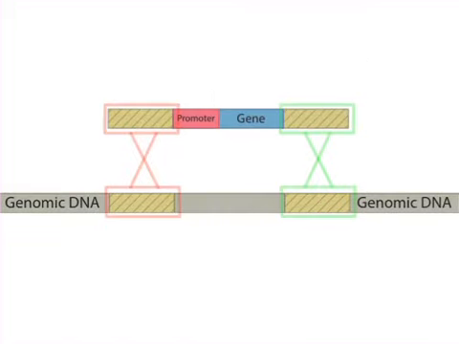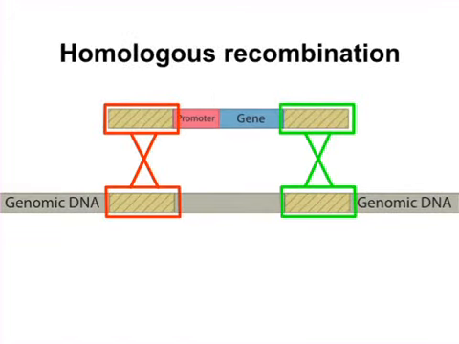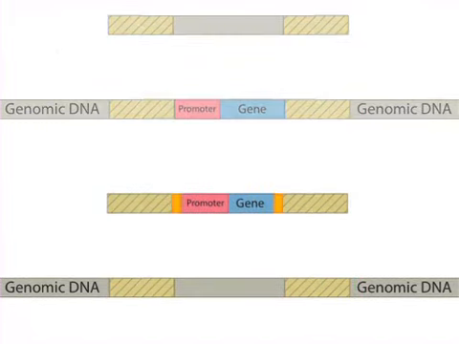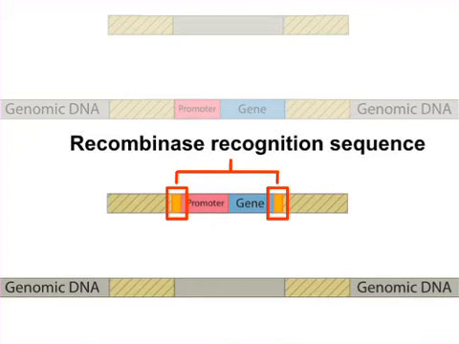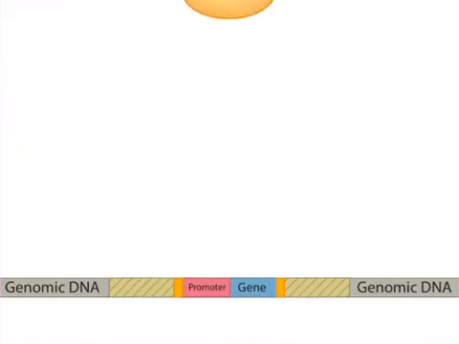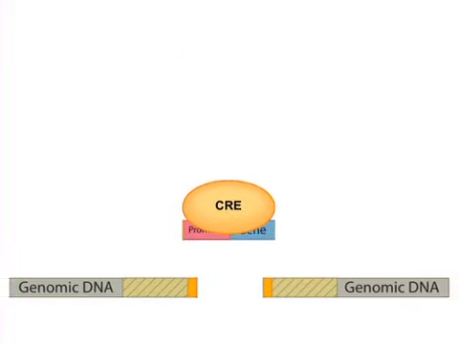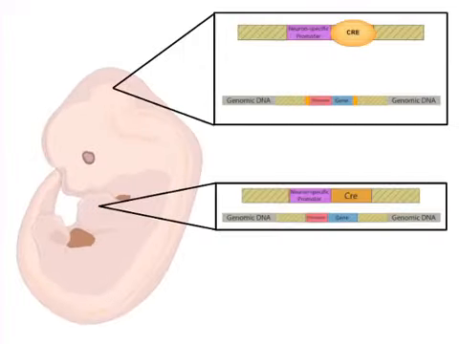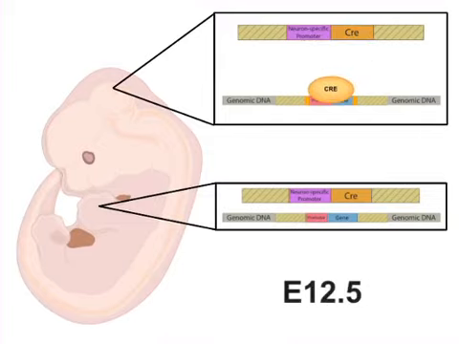Another targeting method involves the use of homologous recombination to replace a gene with either foreign DNA or a copy of the gene flanked by recognition sequences for enzymes known as recombinases. When the recombinases are present, the flanked sequence will be excised from the genome. This is known as conditional knockout, and control of gene excision can be achieved by expressing the enzyme in specific tissues or at certain time points.